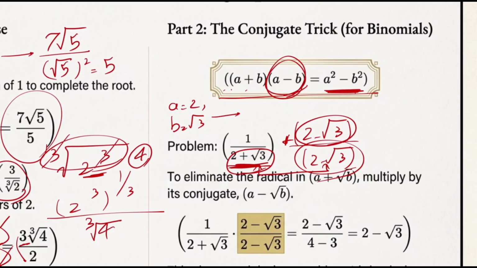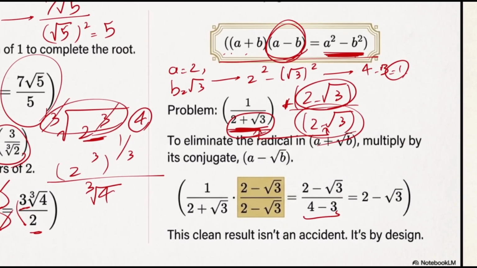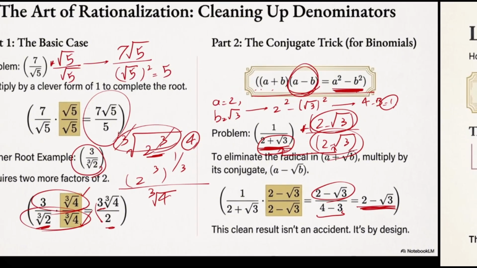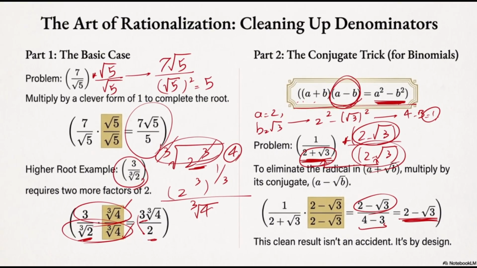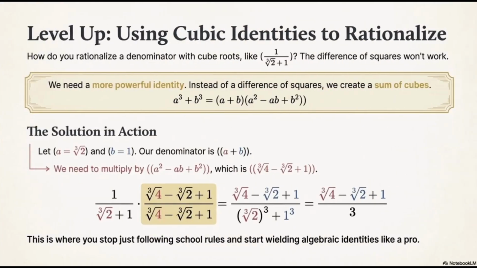Based on the difference of perfect squares, it would be 2 to the power 2 subtracted by root 3 to the power 2. So I do have 4 subtracted by 3, which is 1. It means that my denominator is just gone. It's just 1, right? On the top side, I do have 2 minus root 3. So at the end of the day, it's going to be like this. This is the clean result. We didn't get that by accident, but by design itself. So be careful about that.